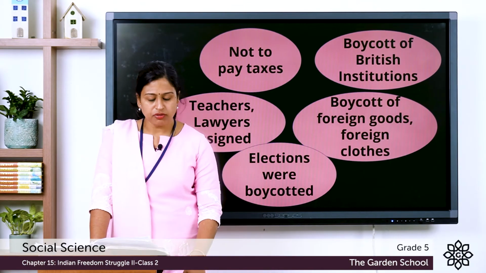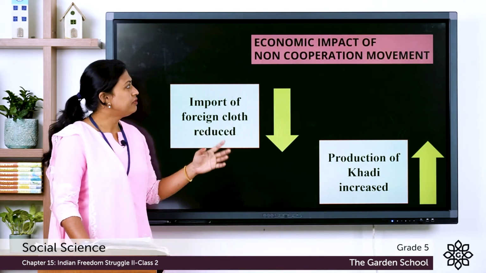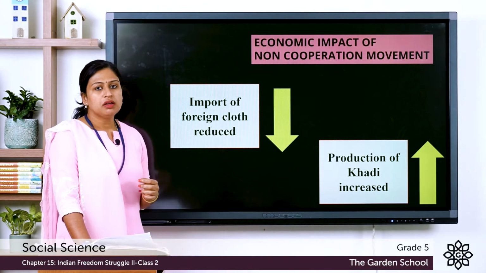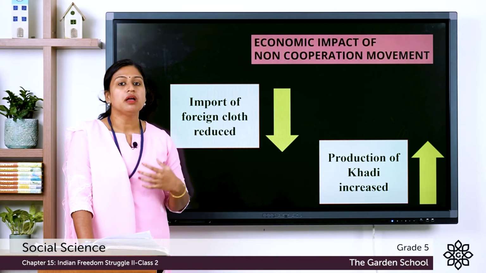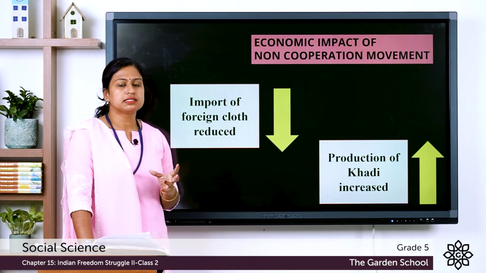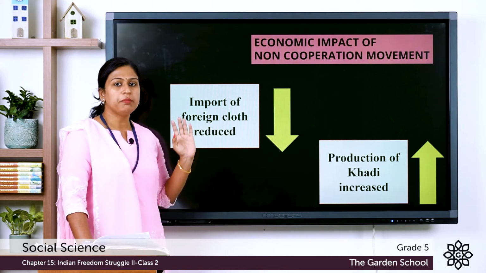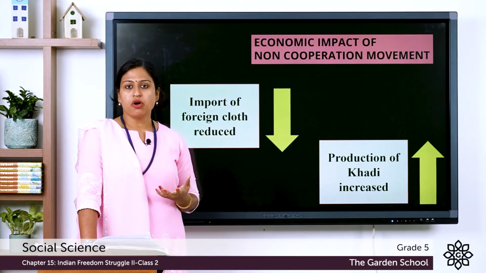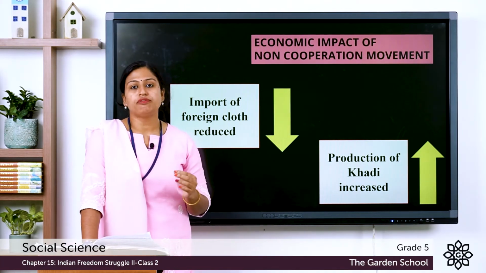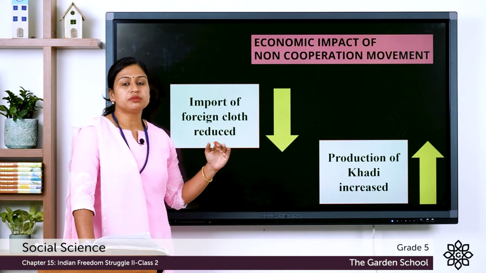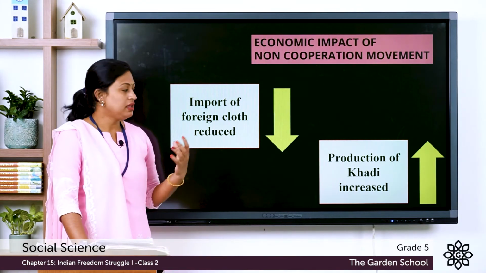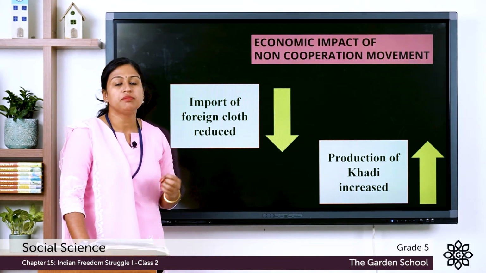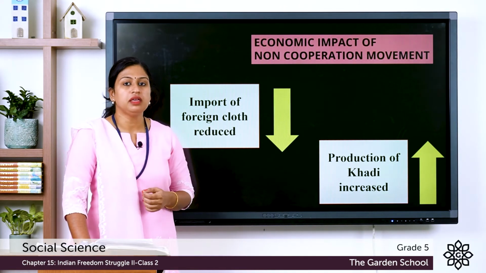Next, we'll discuss the economic impact of the non-cooperation movement. We saw that the common people supported this movement by boycotting foreign goods and foreign clothes. We have also discussed that these machine-made goods were imported to India. After boycotting these goods, the import of foreign goods and foreign clothes reduced by 50%. Even the Indian traders refused to buy these foreign goods and foreign clothes from the Britishers, and they refused to sell them in the Indian market.